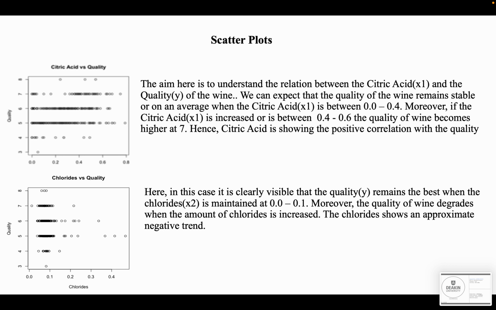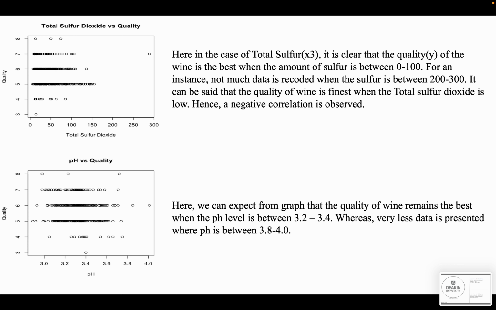Now moving forward to chlorides versus quality, it is clearly evident that the quality of wine decreases when the amount of chlorides is increased. So this is an approximate negative trend. Moving further to the total sulfur dioxide, in this case there is not much data recorded between 200 to 300, and it is also seen that the quality of wine is finest when the total sulfur dioxide is low. Hence there is a negative correlation.